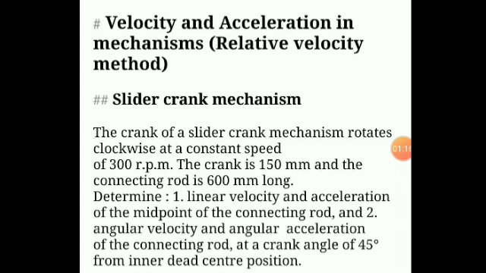So we can just look into this question which is given over here. Here it is given that the crank of a slider crank mechanism rotates clockwise at a constant speed of 300 rpm. The crank length is 150 mm and the connecting rod is 600 mm. Now what we have to find out, the first question, is the linear velocity and acceleration of the midpoint of the connecting rod. The second question is finding out the angular velocity and angular acceleration of the connecting rod, and also it is given that the crank angle is 45 degrees from the inner dead center position.